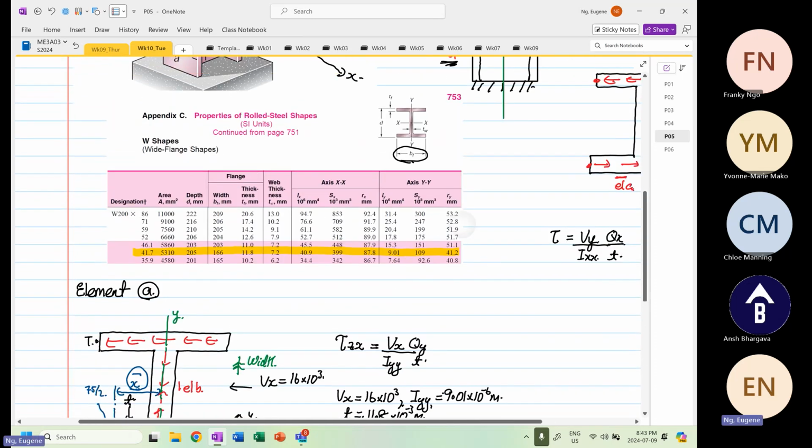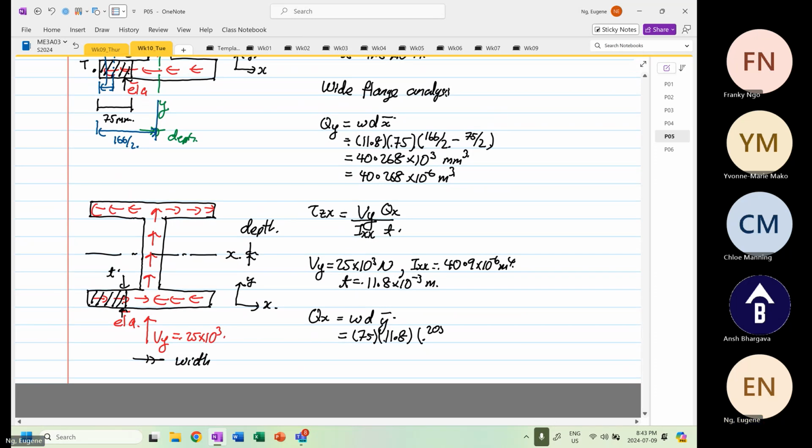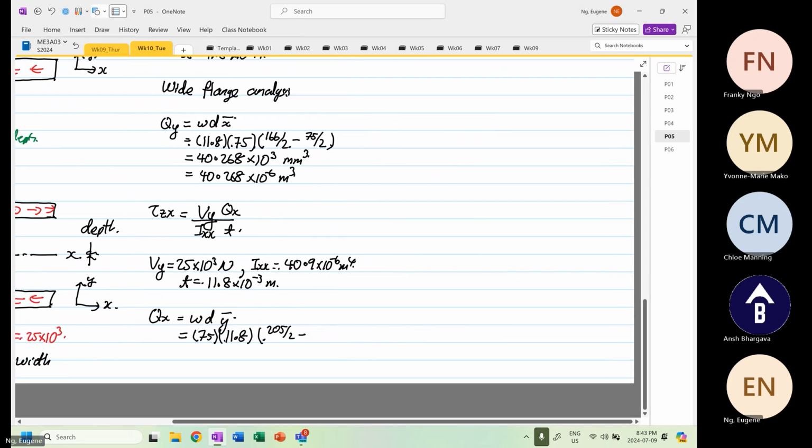Right, so the Y bar is equal to D divided by 2, 205 divided by 2, minus 11.8 divided by 2, times 11.8, times 7.5, times 75. So it's equal to 85.491 times 10 to the power 3 millimeter cube, or it's equal to 85.491 times 10 to the power minus 6 meter cube.